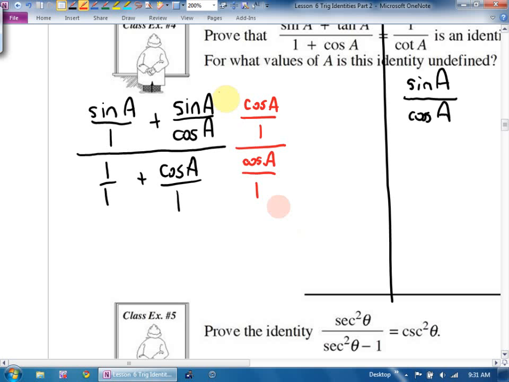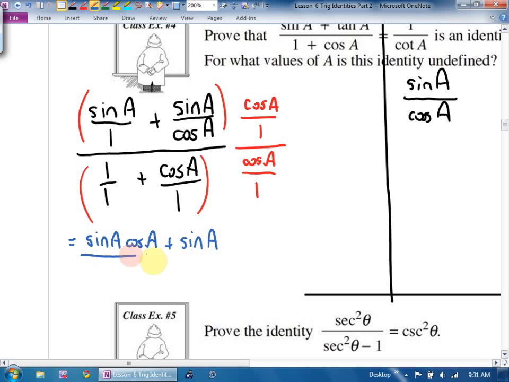I multiply. What's cos A times sine A over 1 times 1? Well, that's going to work out to sine A cos A. I'm okay with that. Plus, what's cos A times sine A over 1 times cos A? Or, how many coses on top, how many coses on the bottom? Sine A. All over. So I've done this, I've done that, I'm going to do this, I'm going to do that. What's cos A times 1?